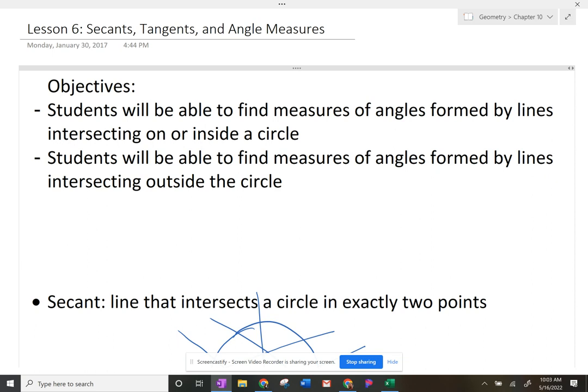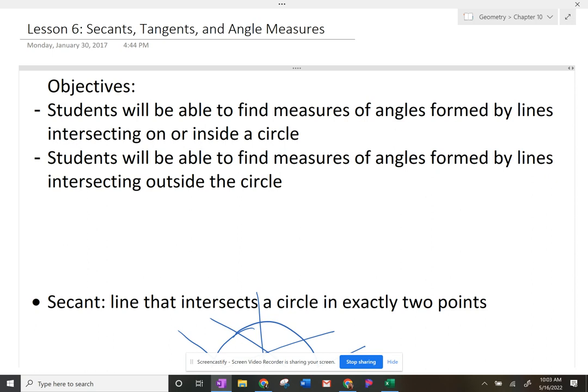Okay, so for lesson 6, you guys are going to be able to find measures of angles formed by lines that intersect on or inside the circle. So now we're taking the stuff from the inside and the stuff from the outside. We're going to be able to do some stuff together. And then you'll be able to find the measures of those angles that are formed by lines that are intersecting outside of the circle. So that's kind of the second part.